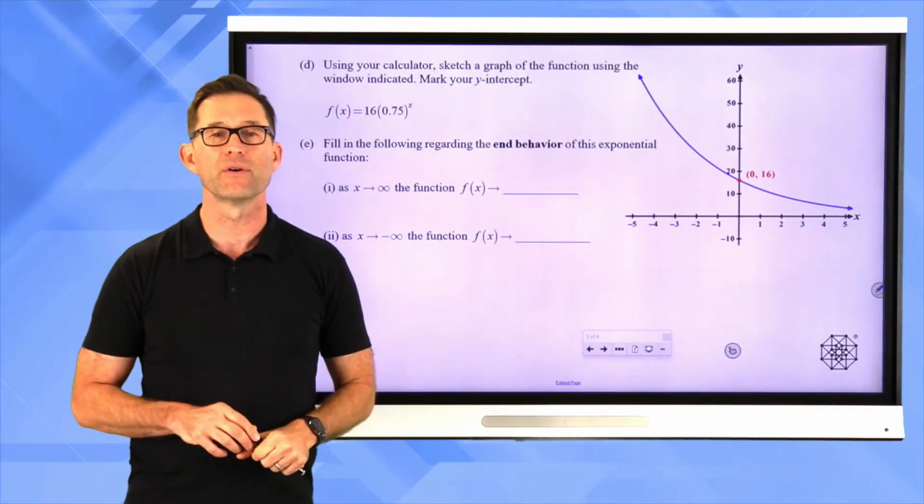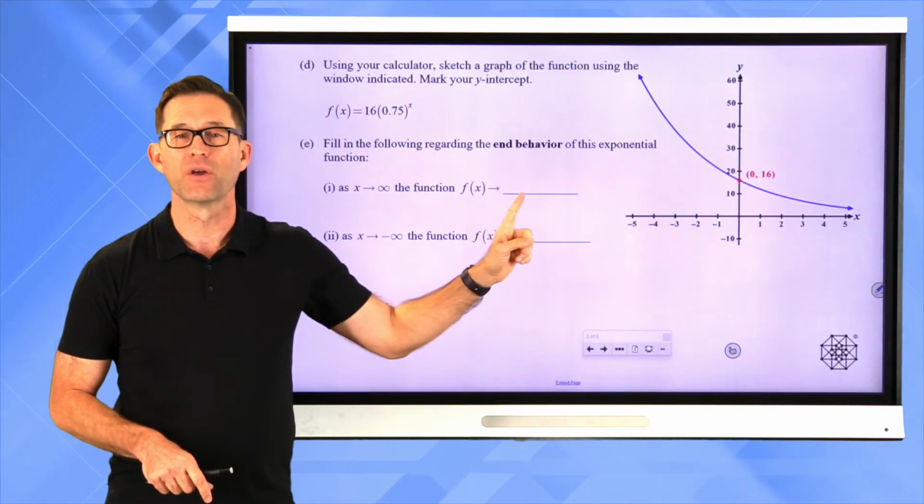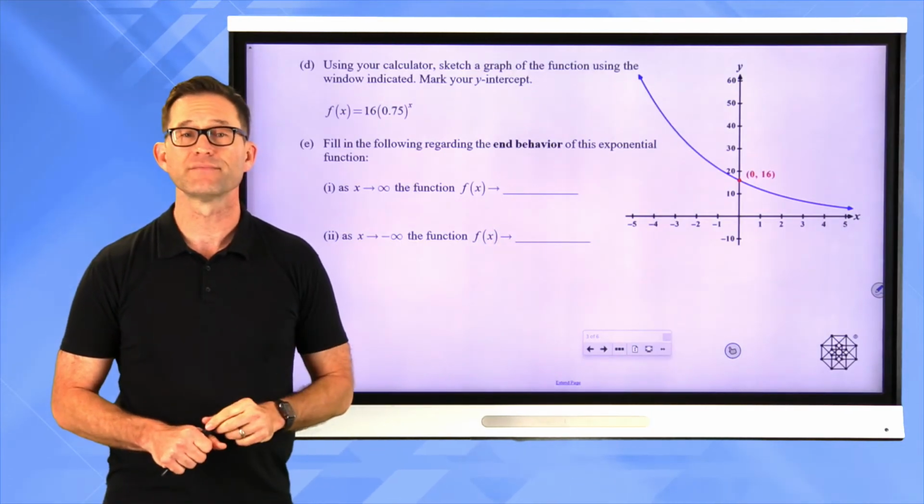Let's take a look at letter E. Fill in the following regarding the end behavior of this exponential function. All right, see if you can now fill in what should go in these two blanks.